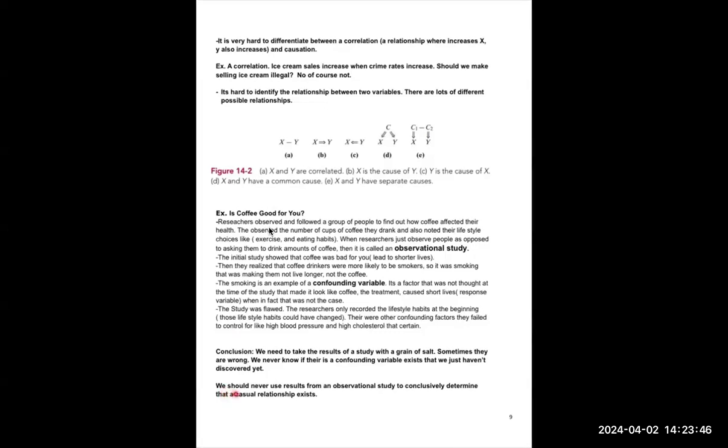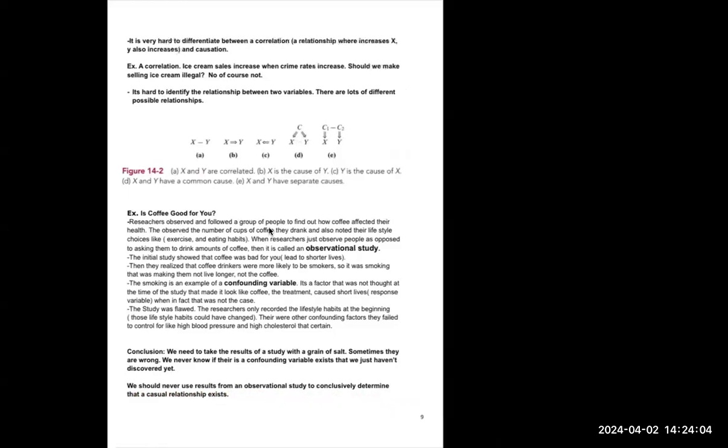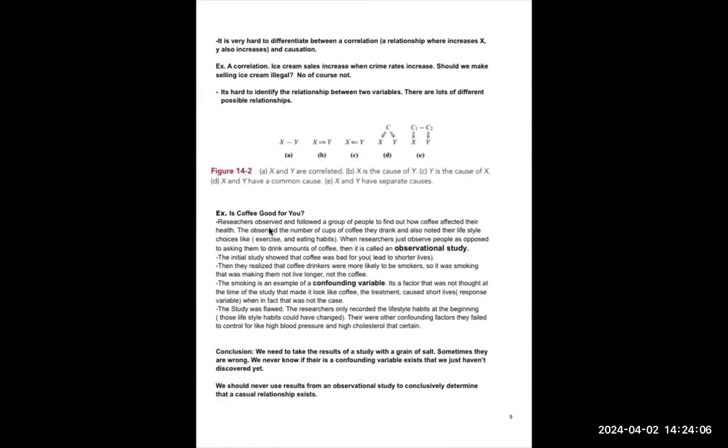So one thing is we should never use results of an observational study to conclusively determine that a causal relationship exists. And even if we're using a designed experiment, you see that we say may cause. We don't say something definitely causes something else. We say may cause, because we know that these experiments are not flawless.